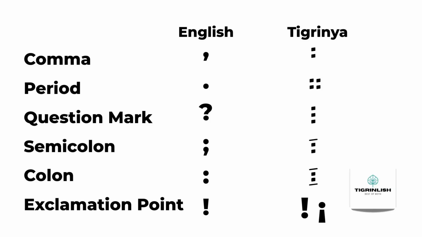An exclamation point looks pretty similar, but it's more like the Spanish exclamation point, you know, the one that goes upside down. So the dot is on top, the line is going down. But in most Tigrinya texts, especially online, they just use the normal English exclamation point where the line is on top and the dot is on the bottom.